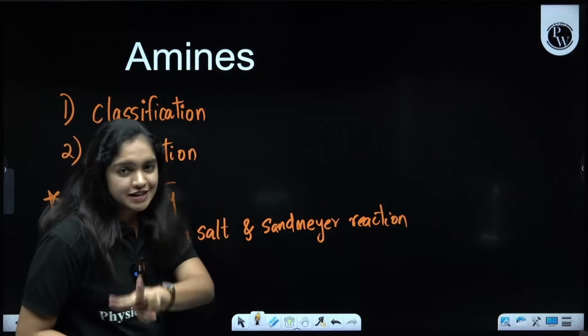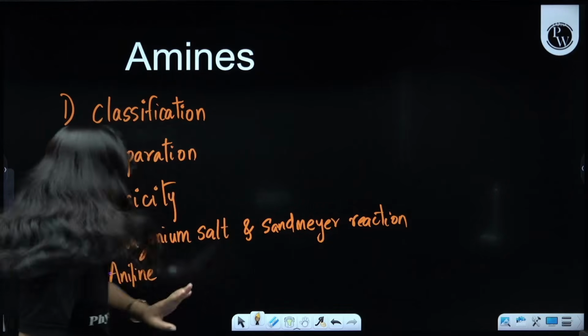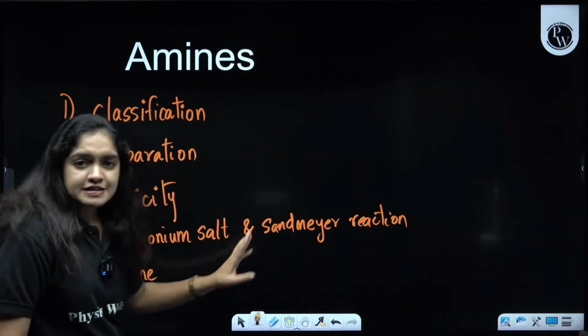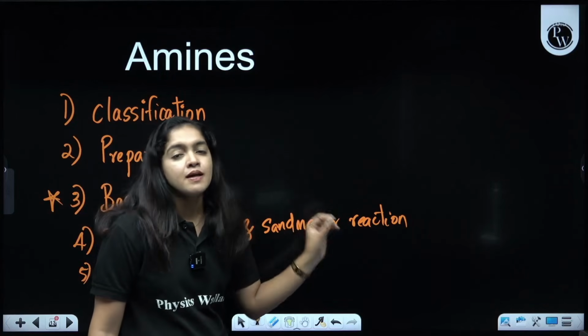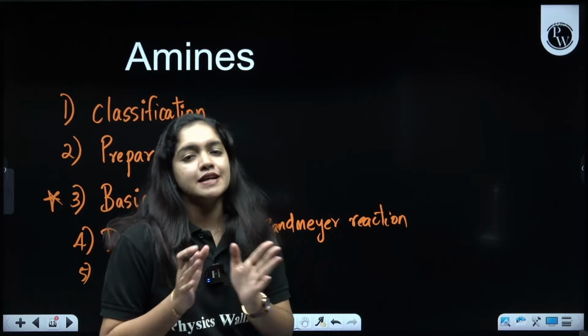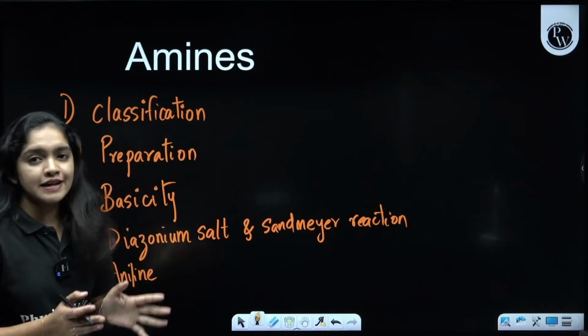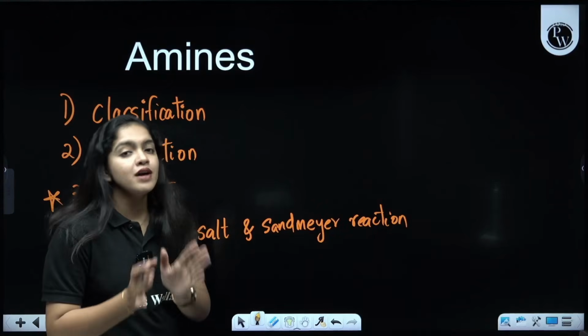Both are important, acidity of phenols and basicity of amines. Then the diazonium salt and Sandmeyer reaction. Sandmeyer reaction also comes in the 6th chapter, Haloalkanes and Haloarenes, as a naming reaction. And the last one is aniline. Aniline is also very, very important for your boards.